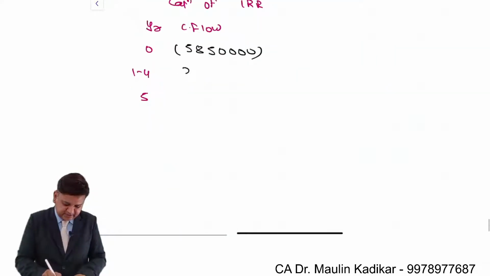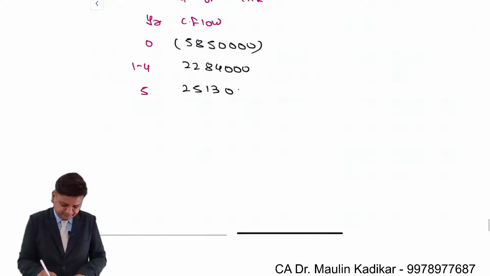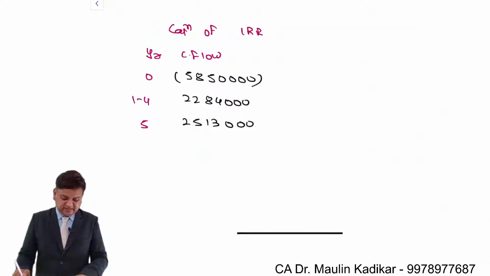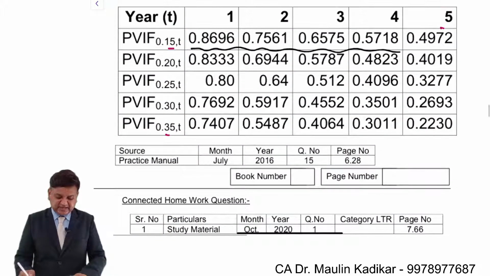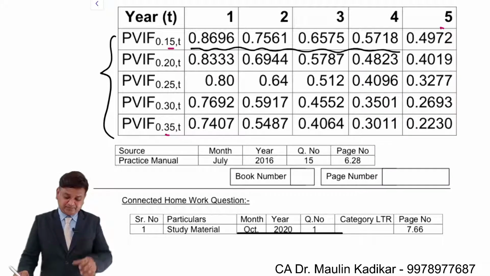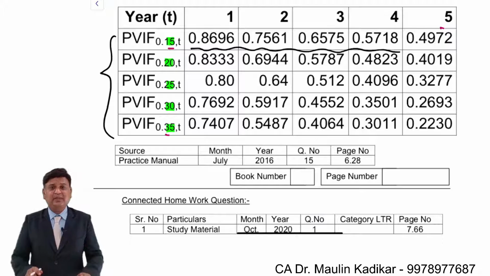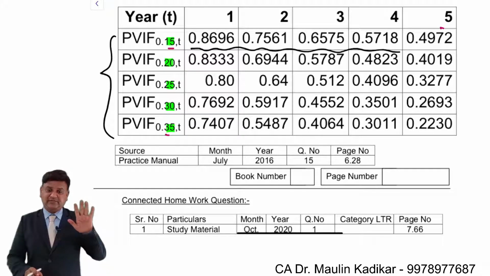Year 1 to year 4, 22,84,000, and the last year, 25,13,000. For this cash flow series, IRR will be found. Now friends, for the IRR calculation we have to use these discounting factors only. We already discussed earlier that the difference at the time of final interpolation between positive NPV and negative NPV should not be more than 3. However, this rule will be broken if the discounting factors have been given by the institute. The difference which they have provided is 5%. No problem, if they want us to calculate using the 5% difference, we will do that.